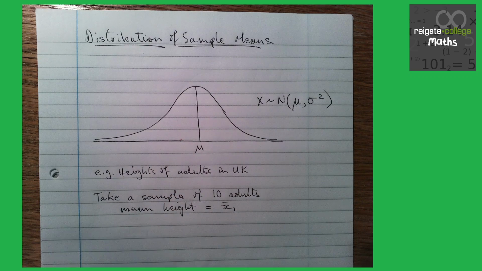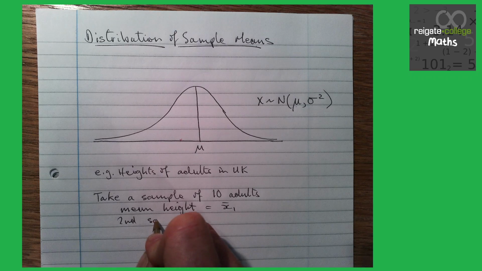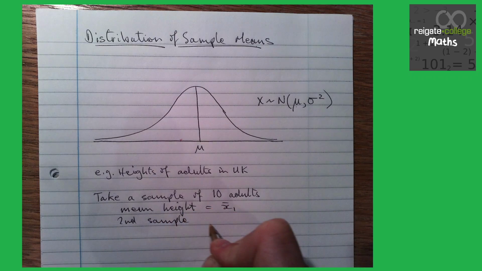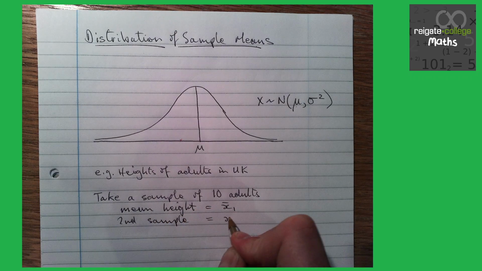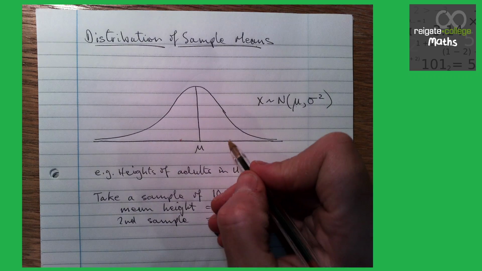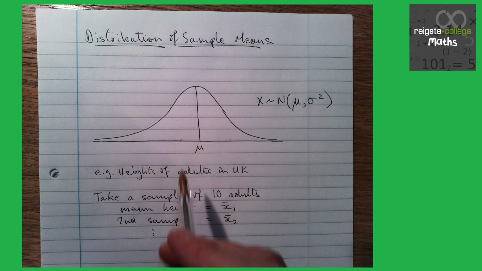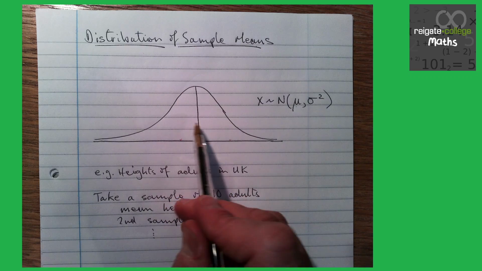And then we're going to take a second sample. Second sample is equal to, we're going to call that x bar 2, and that maybe is up here somewhere, and a third and a fourth, and so on. And then we're going to put all of these on our scale here.